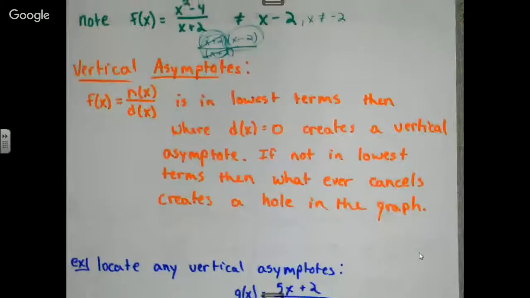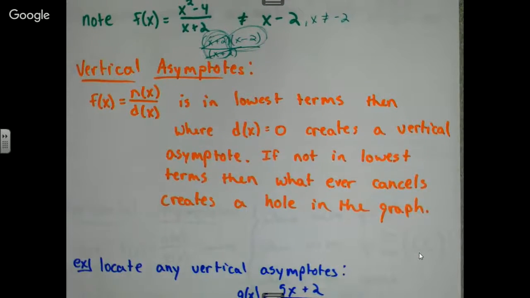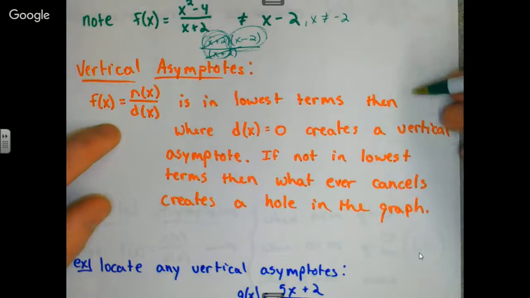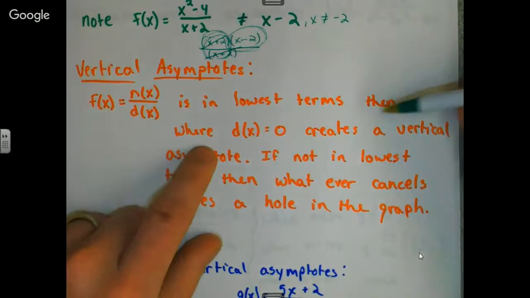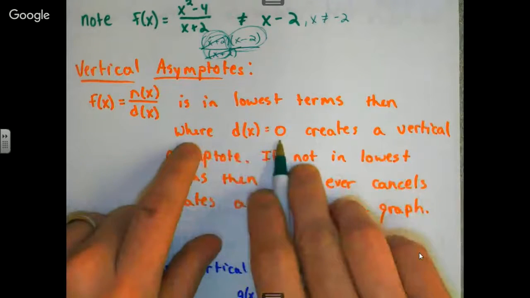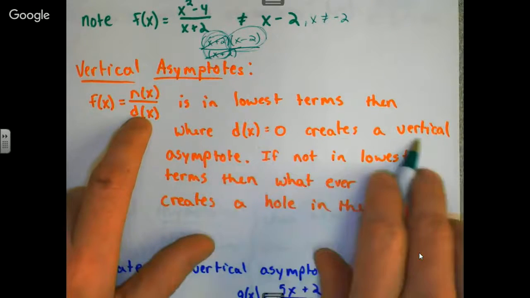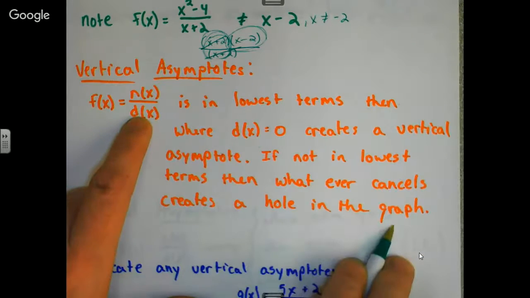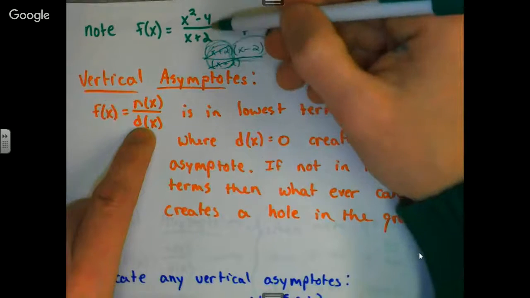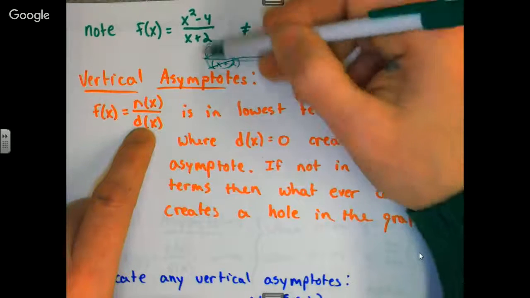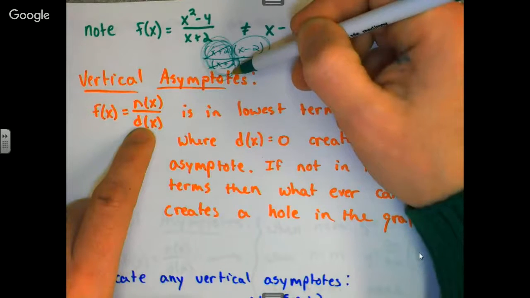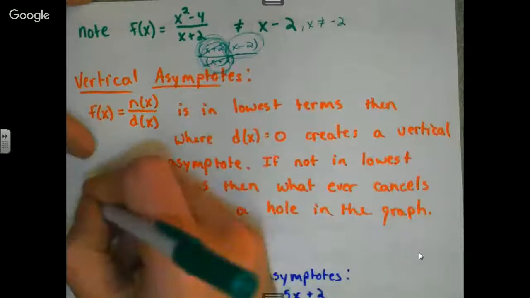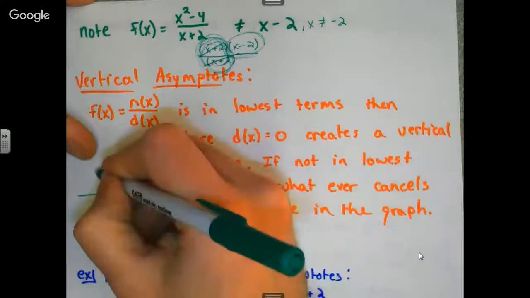So, vertical asymptotes. If f of x, my numerator over denominator, is in lowest terms, then where d of x equals 0, where my bottom equals 0, creates a vertical asymptote. If not in lowest terms, then whatever cancels creates a hole. Like up here, this was not in lowest terms, so this creates a hole on my graph. If it was in lowest terms, I would have a vertical asymptote at, let's say, minus 2.